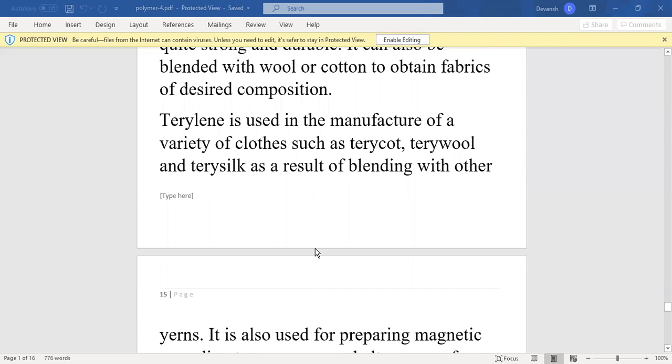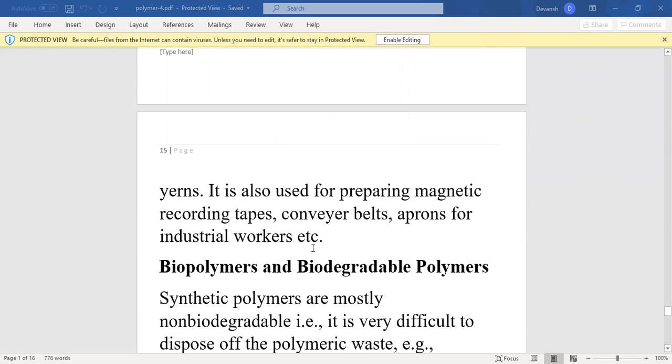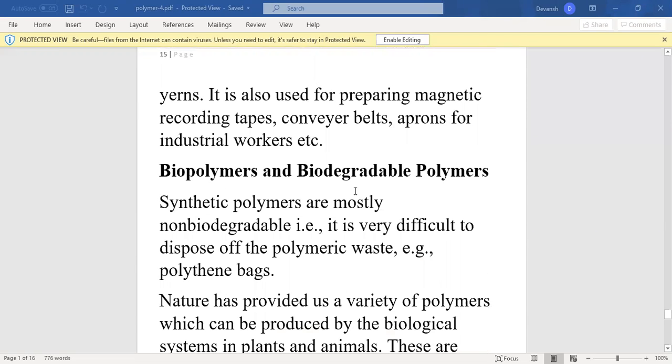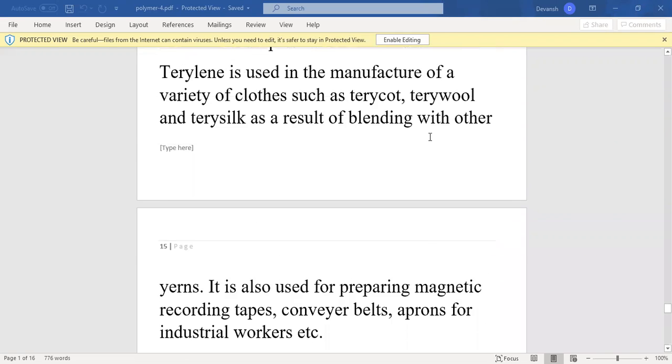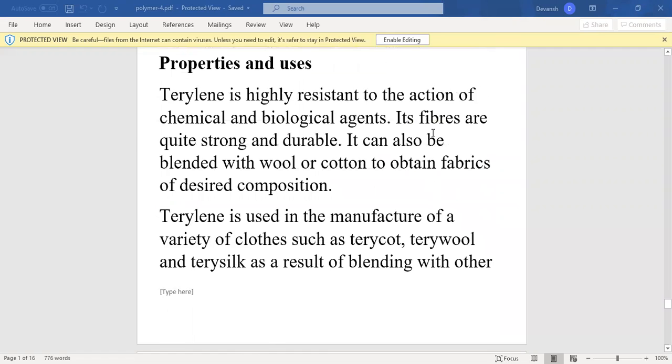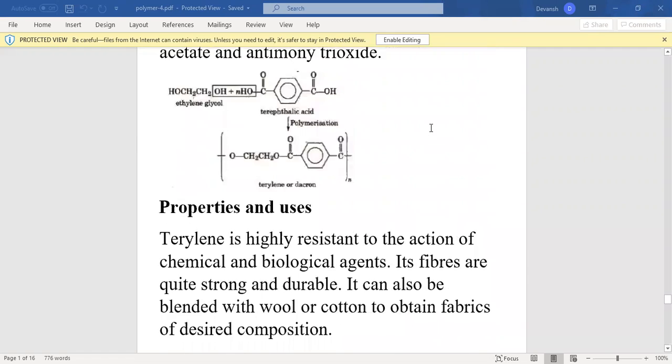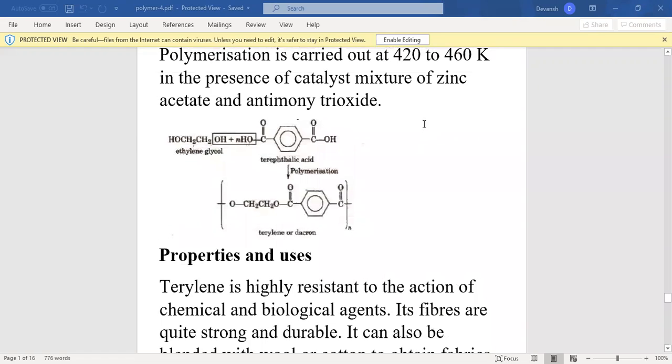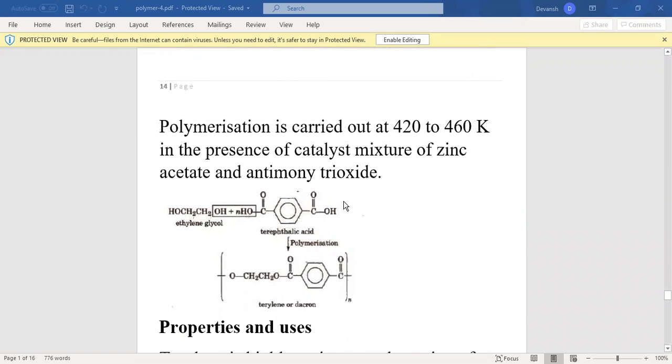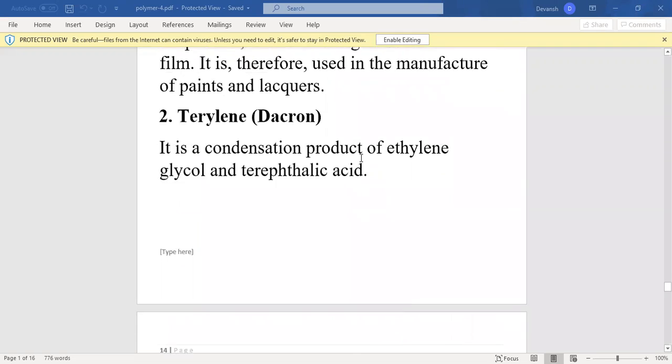But this is crease resistant also, and it is also used for preparing magnetic recording tapes, conveyor belts, aprons for industrial workers, etc. And it is also used for the preparation of safety helmets. So safety helmets are also prepared from this Terylene. So it's an important polymer.